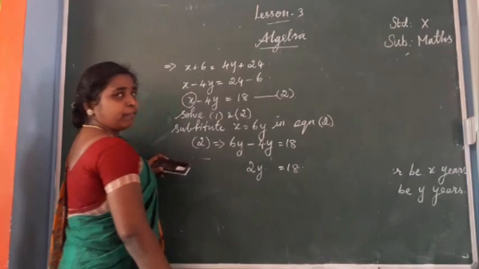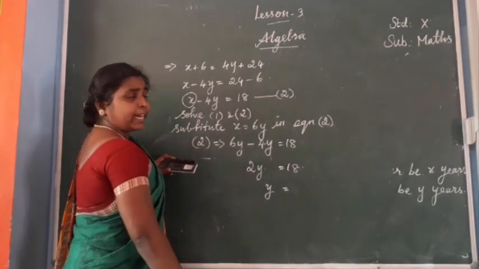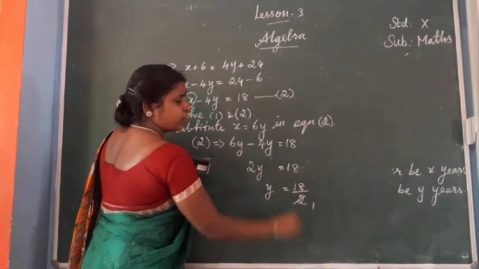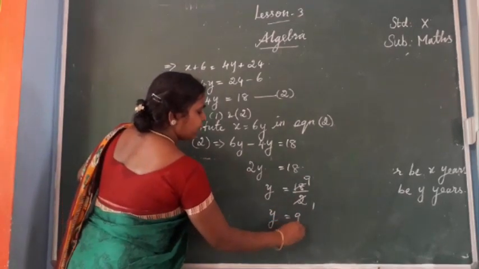Now we need only y. So 1 y you keep on the left hand side, 2 you take to the right hand side. So 18 by 2, simplify. 1 2 is 2, 9 2s are 18. So y equal to 9.